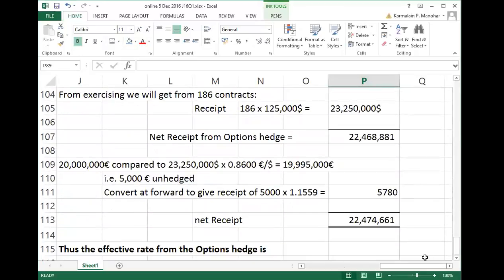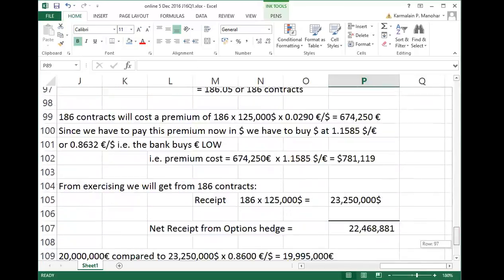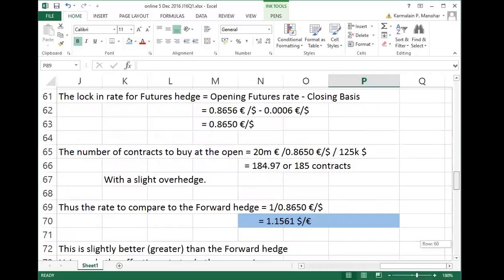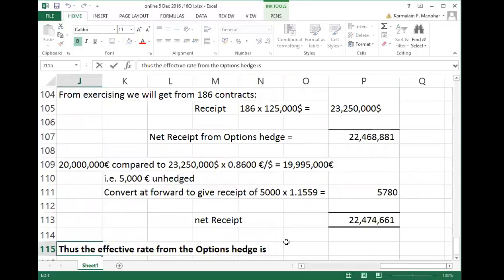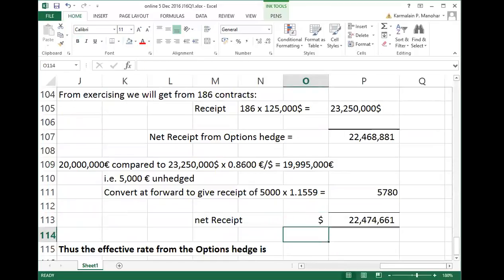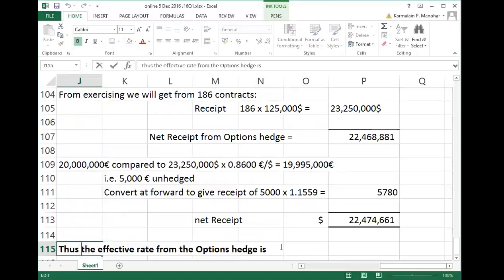Let us see now what our net value is. And again, I came up here to identify it's dollars divided by euros. So let's do that here. Dollars per euro. Net receipt over here is dollars. So how do we get an effective rate? Take all of the dollars we got, 22,474,661 dollars, divided by the amount of euros we got, 20 million.